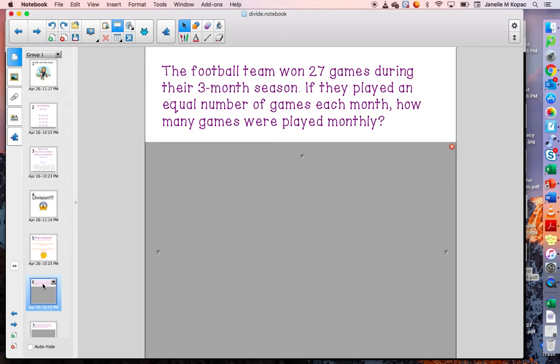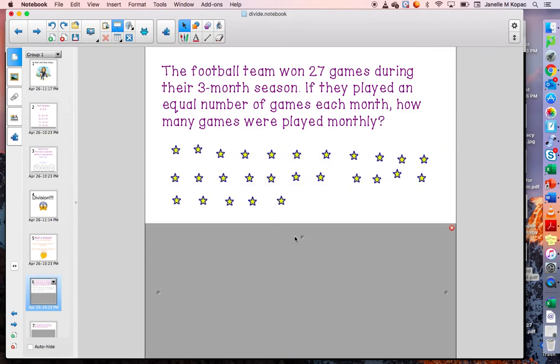Take a look at this problem. The football team won 27 games during their 3-month season. If they played an equal number of games each month, how many games were played monthly? So this is a division problem. This division problem is telling me that the football team had 27 games, and those games were played over a 3-month period. So in order to find out how many games were played each month, I would have to take the number 27 and break it into 3 equal groups.